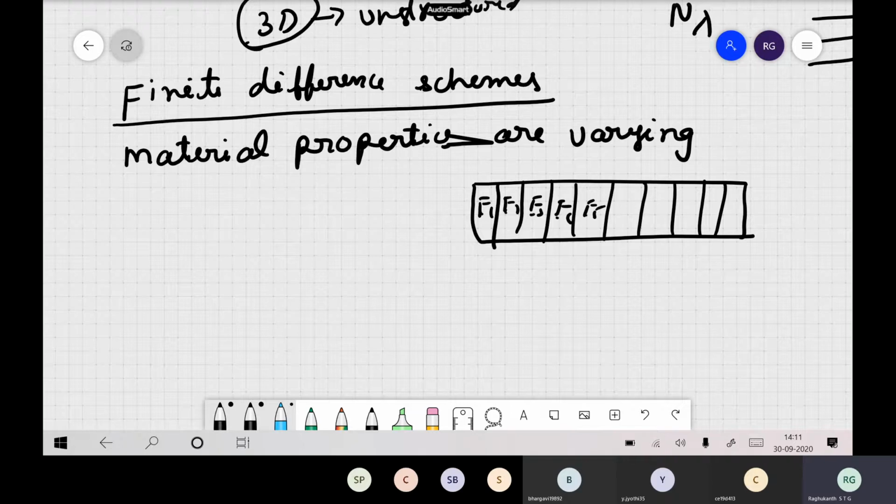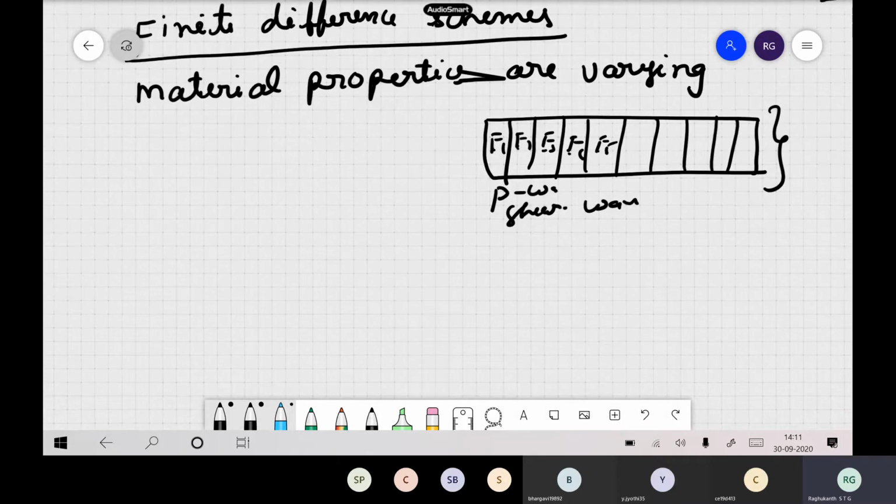So material properties are varying, or p wave velocity, you followed, right, or shear wave velocity, say. So they are varying actually, in the lateral direction as well as with respect to depth. Now, how are we going to handle these types of issues in our finite difference method?